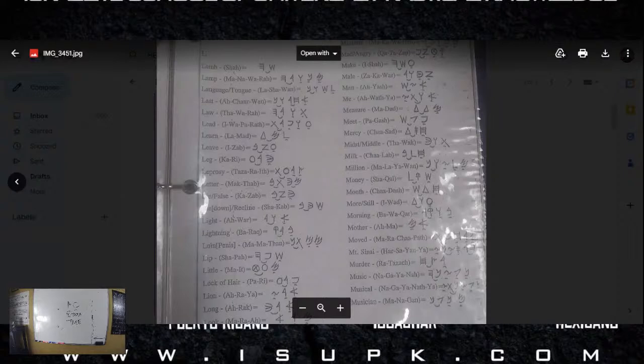Our Father, which art in heaven, hallowed be thy name. Thy kingdom come, thy will be done in earth as it is in heaven. Give us this day our daily bread, and forgive us our debts as we forgive our debtors. And lead us not into temptation, but deliver us from evil. For thine is the kingdom, and the power, and the glory forever. So be it.